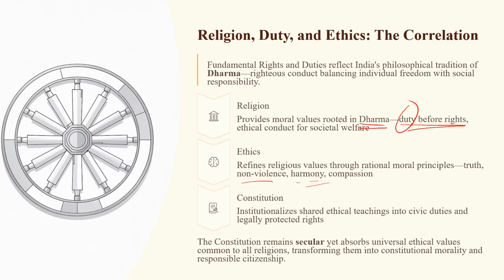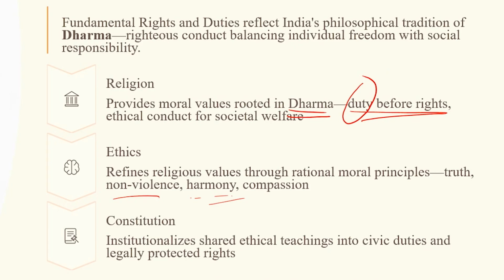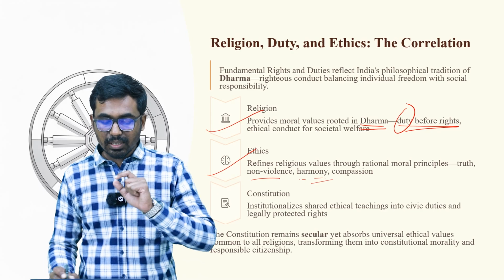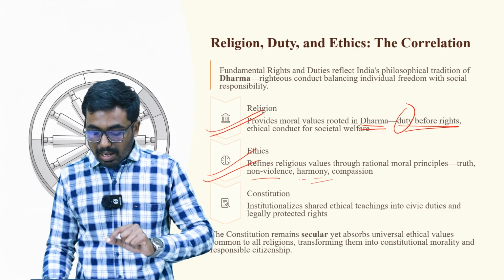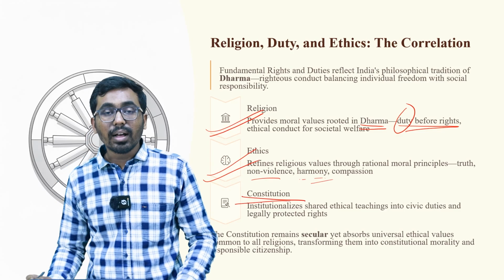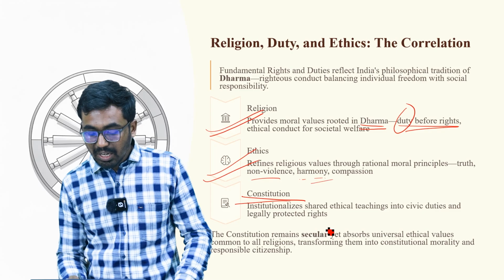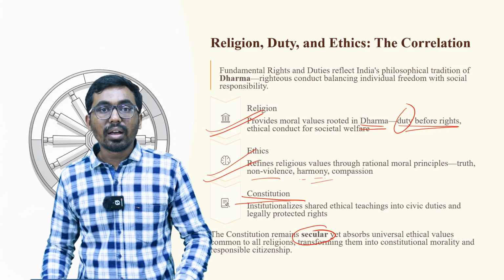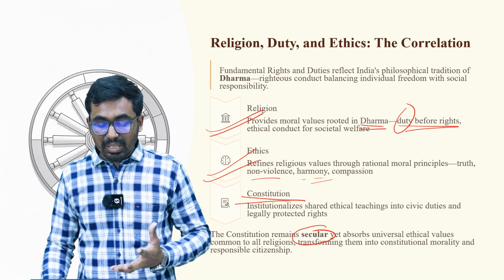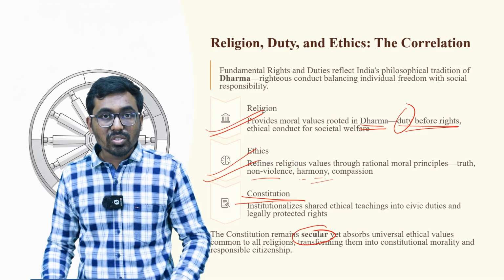So we have got religious values which empower us to live together, and also we have got ethical values which empower us to live together happily. These two values, religious and ethical, are enshrined in our constitution. Despite being secular, our constitution imbibes these two aspects.